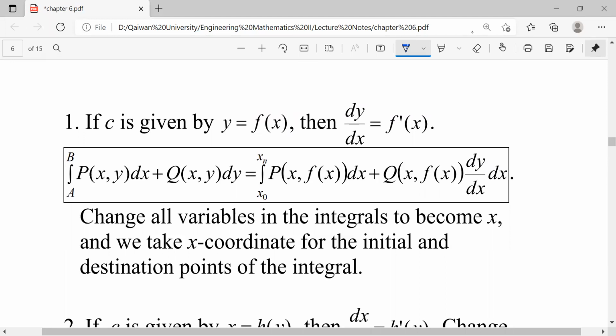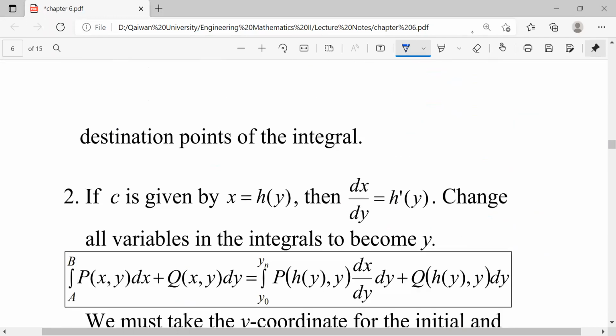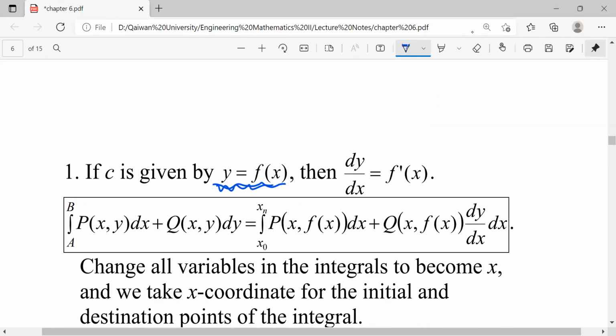If C is given by this, we are going to write down the rules for these cases. If y is a function of x, then dy by dx is f prime of x, and the line integral is P of x, y dx plus Q of x, y dy. In this case, we must change all y to x. So this y becomes f of x, we replace f of x there, and here also we replace by f of x. But here we have dy.